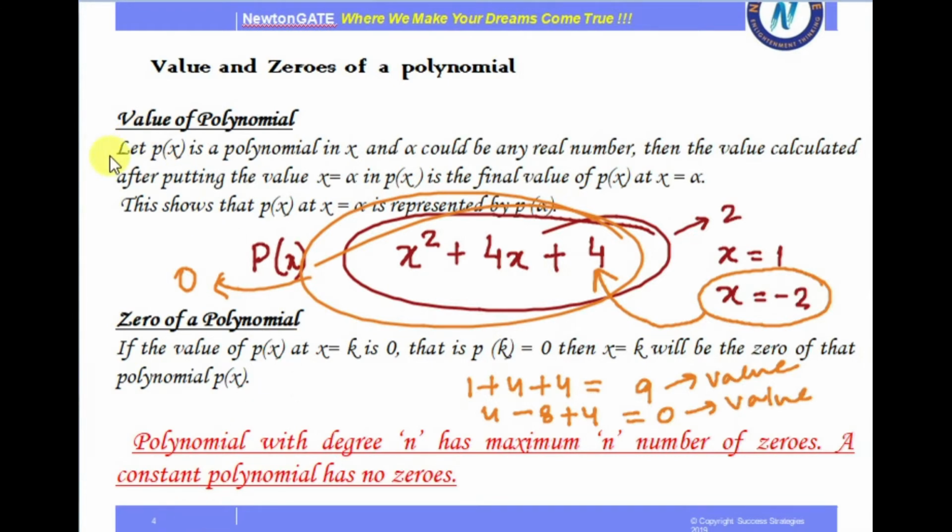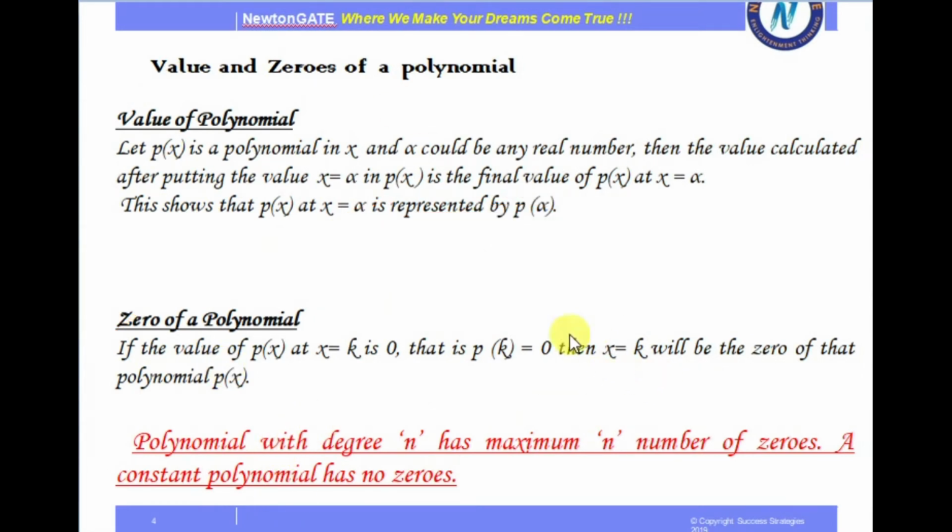and hence the name 0 of a polynomial. This is the basic difference between value of a polynomial and the 0 of a polynomial. Value of a polynomial means whatever value of x you take, the particular value which you get, like at x equal to 1, we got a value 9. This is the value of a polynomial. But when we put x equal to minus 2, we got 0. So x equal to minus 2 becomes the zero of a polynomial.